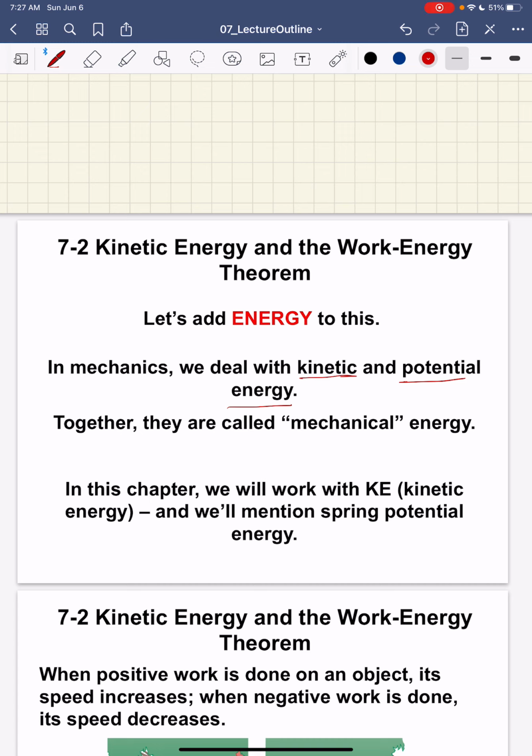Potential energy is the energy stored in objects, and energy can be stored in many different ways and different types of energies. But in this chapter we will talk about only kinetic energy. Something that I want you to know: for kinetic we use K, for potential we use U. K plus U equals something we call E, which is the mechanical energy.